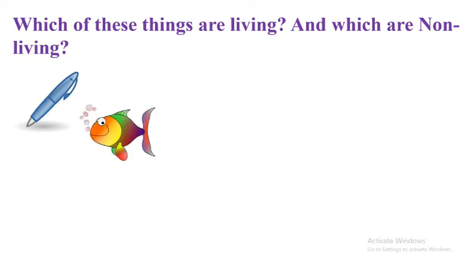Fish. Is a fish a living thing or not? Well done. It's a living thing. Fish is a living thing because fish can move, grow, reproduce, and need water and food. That's why fish is a living thing.